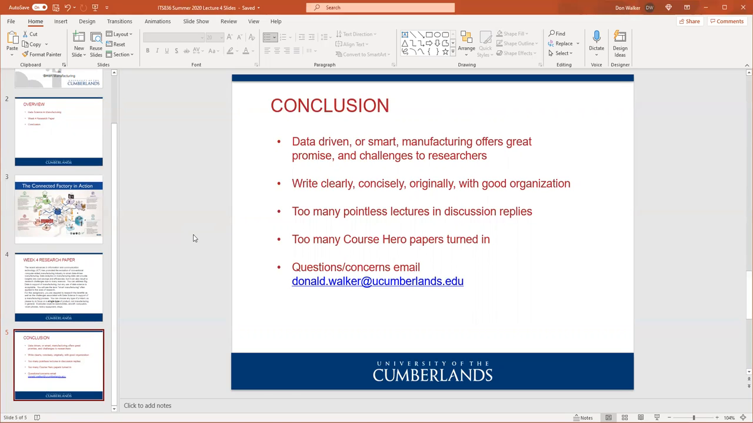What are the challenges of data science? You can focus on the research of smart manufacturing or the practice of smart manufacturing. Just stick with data science contributing to smart manufacturing, and write clearly, concisely, and originally with good organization. I saw some really good papers turned in last week, all finished grading, that were laser focused on smart city applications. But then some not so much.